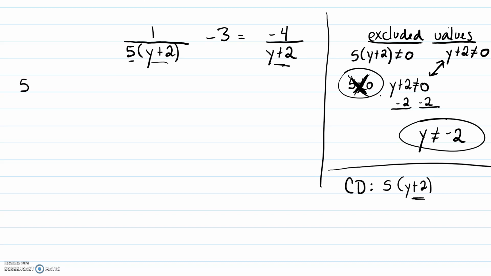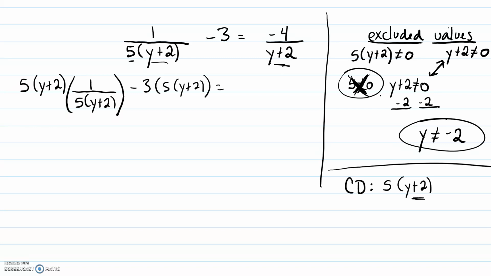So we're going to go through and multiply every single term by our common denominator. So we've got 5 times y plus 2 times 1 divided by 5 times y plus 2, minus 3 times 5 times y plus 2, equals 5 times y plus 2 times negative 4 over y plus 2. We're just multiplying every single term by our common denominator. That will allow us to clear fractions.